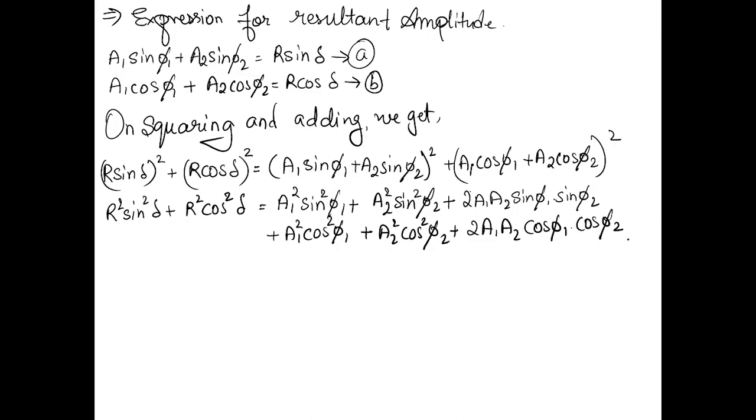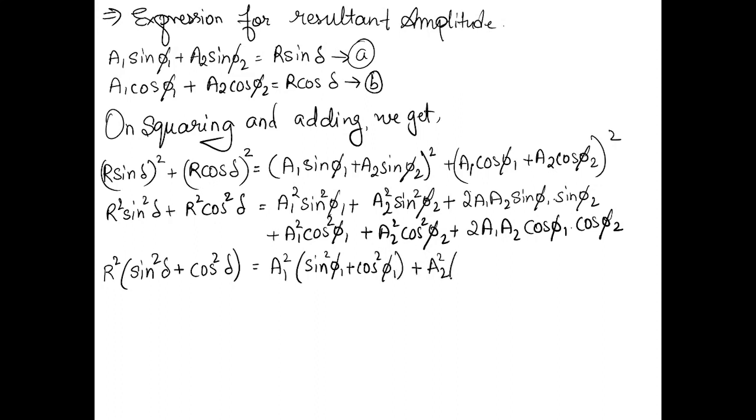Okay. So here we will take r square outside. So r square is taken outside. What is present inside? It is sine square delta plus cos square delta. So in this case, you can take a1 square outside. What will it be? Sine square phi 1 plus cos square phi 1. Here you can take a2 square outside. So if you take a2 square outside, it will become sine square phi 2 plus cos square phi 2.